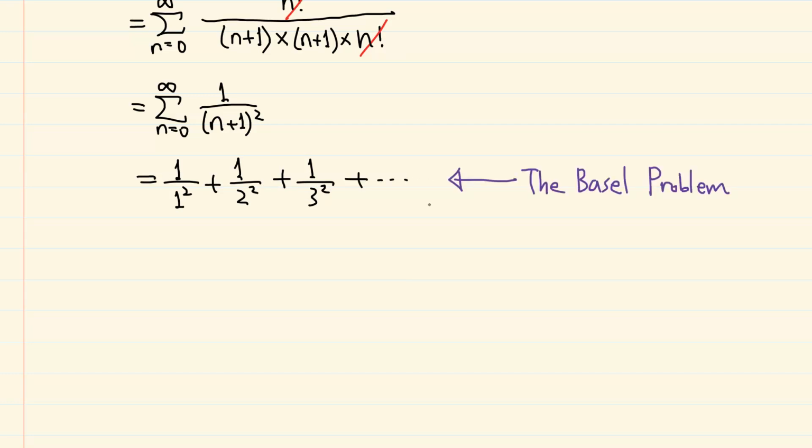This is the very famous sum, also known as the Basel problem. I am not going to prove it here, but it is known that this series converges to the value pi squared over 6. So this is the sum of the first series.